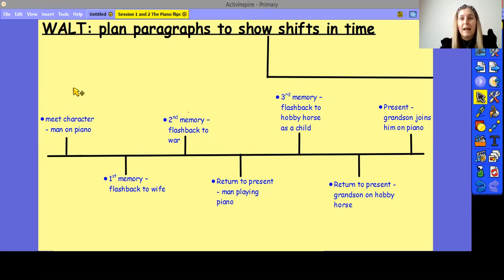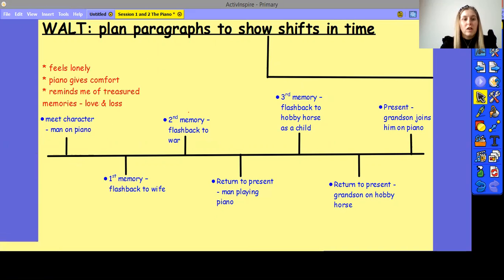So I've got some ideas here for how we might add detail to this paragraph. So in my story, I'm going to have the man feeling lonely. He's on his own at the start. It's as if he's playing his piano to pass the time of day. And I'm going to talk about how the piano gives him comfort.